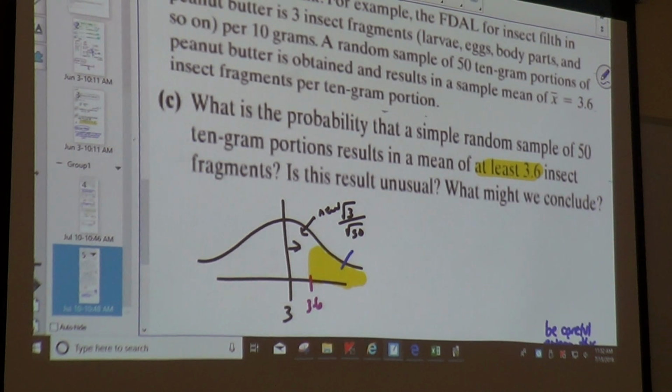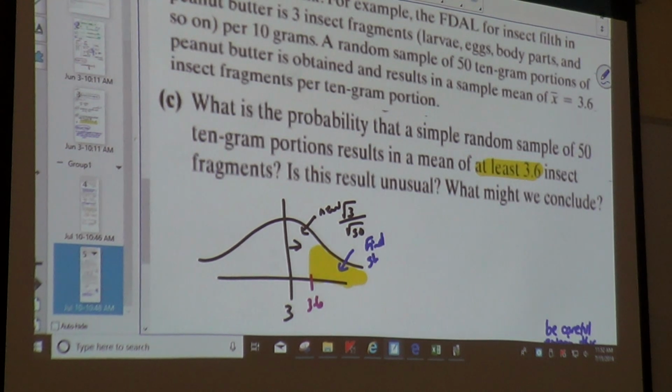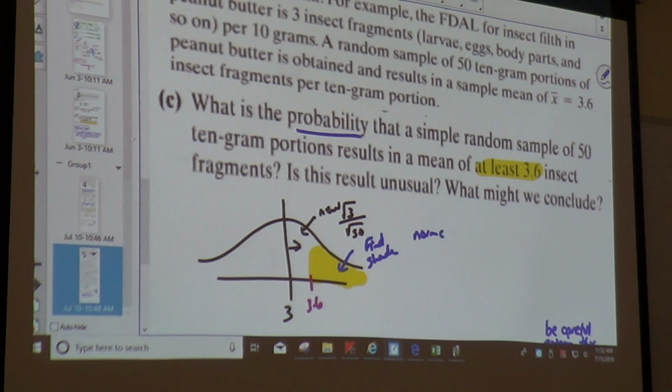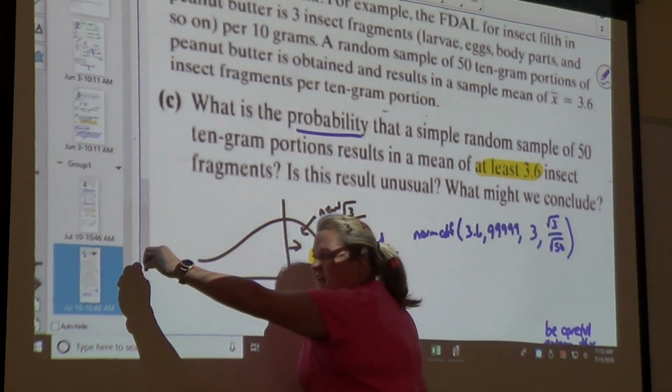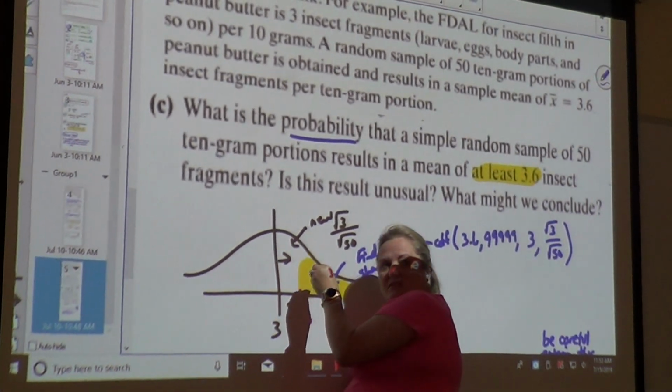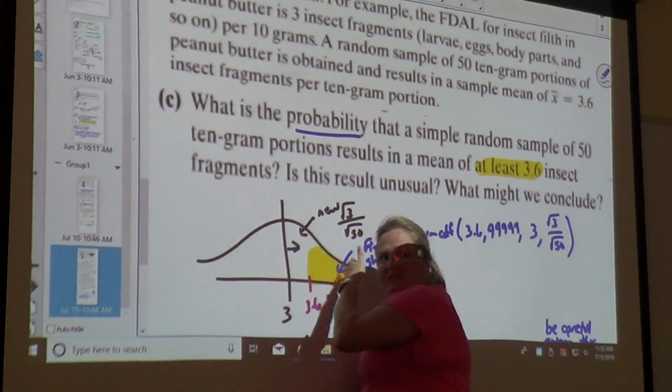And because we're trying to find the probability, we're going to do normal CDF. Where did I begin? 3.6. Where did I end? 99999. What is my mean? 3. My standard deviation is square root of 3 over square root of 50. Most of y'all were doing from negative 99999 to 3.6. You were doing the shade below instead of the shade above.